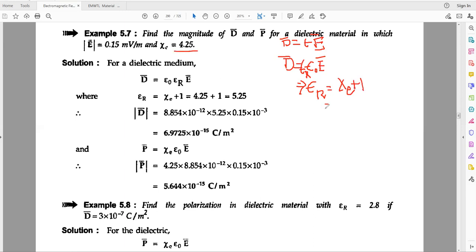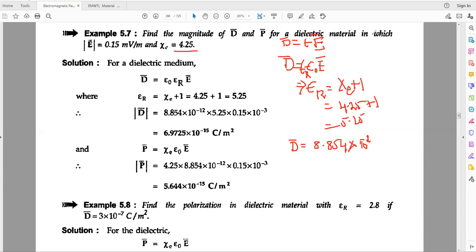What is the chi e given? 4.25 plus 1. That is equal to 5.25. Okay, my dear friends. So we need to find the magnitude of the electric flux D bar. The D bar is equal to epsilon naught, we already know the value is 8.854 into 10 to the power of minus 12. And now the epsilon R, in the previous cases, it's free space, we are saying the epsilon R is equal to 1.